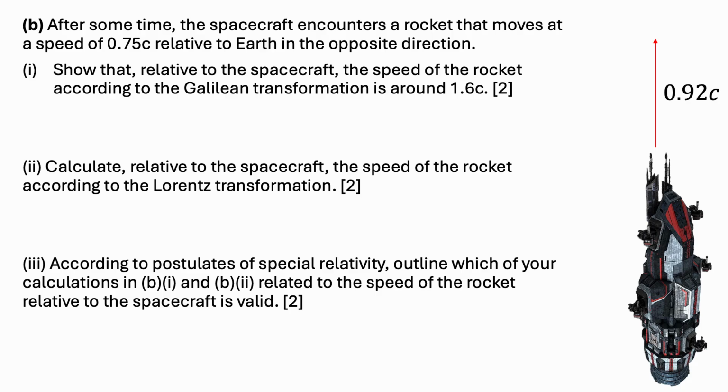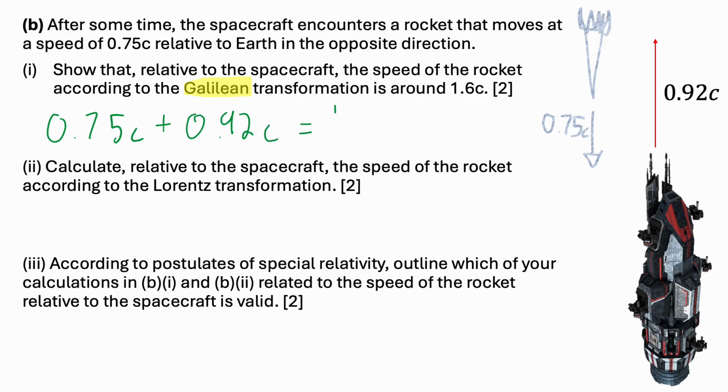Here's the next question. We have to show that under Galilean transformation, the rocket that is moving towards the spacecraft is going to appear as if it's traveling at 1.6c, which as we know is impossible, but it's pretty simple. Galilean velocities are additive. If you're walking at 2 meters per second and someone else is walking towards you at 2 meters per second, they would appear to be traveling at 4 meters per second towards you. So it's just a simple matter of adding them both together.